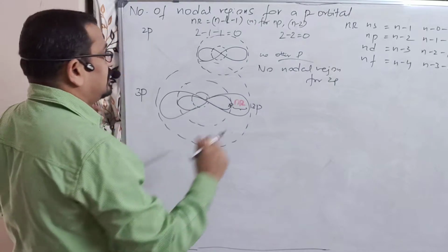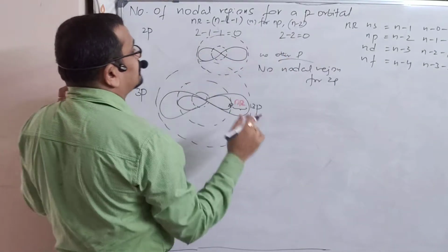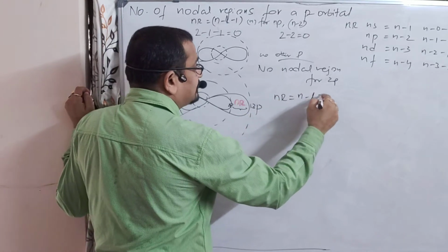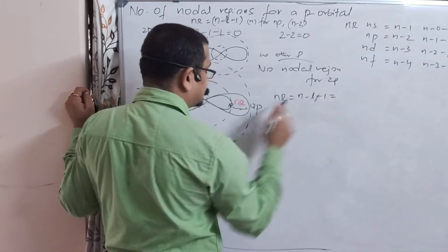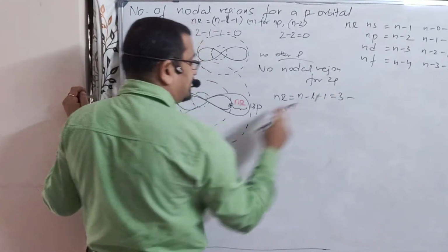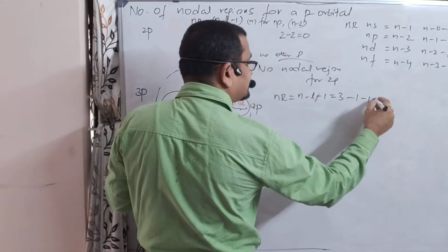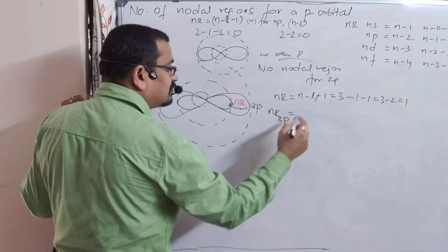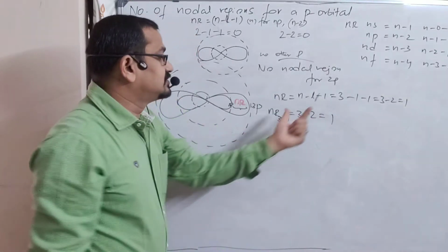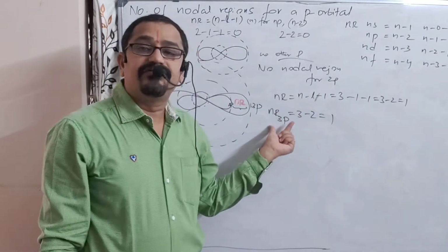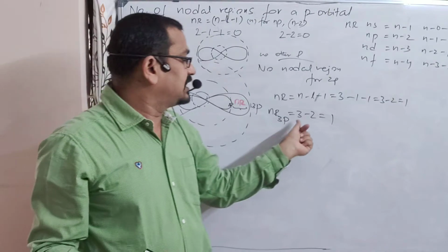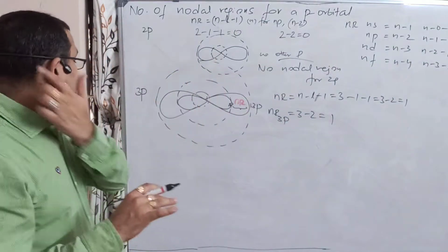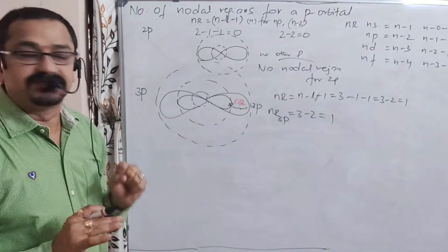Theoretically, this is the picture. Formula based determination: the number of nodal regions is equal to n minus l minus 1. For 3p, n is 3, and for a p orbital l is 1, so 3 minus 1 minus 1, that is 3 minus 2, 1 nodal region. Or the number of nodal regions for 3p equals 3 minus 2, 1. So this is the general formula determination. This is the formula for a particular orbital. For a p orbital, n minus 2. For an s orbital, n minus 1. For a d orbital, n minus 3. Don't neglect these points. These points are very important for competitive exams.